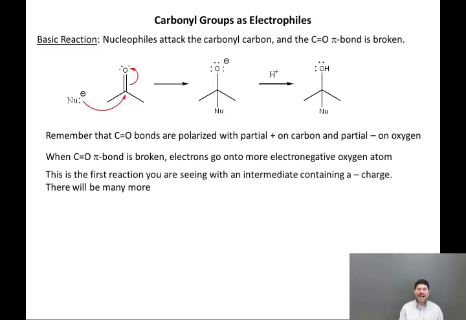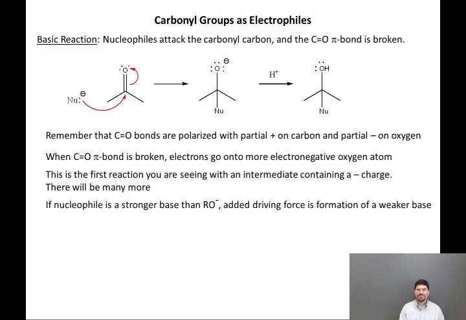So this is the first reaction you're seeing that has an intermediate with a negative charge. There will be many more. And then, of course, if the nucleophile is a stronger base than RO minus, the added driving force of this reaction would be the formation of a weaker base. But there are cases in which this reaction will go, as we will see in subsequent lessons, where you don't actually form a weaker base in the course of this step. But you are substituting a stronger sigma bond for a weaker pi bond.